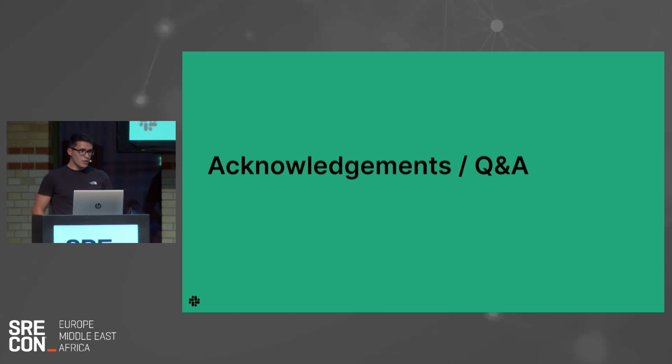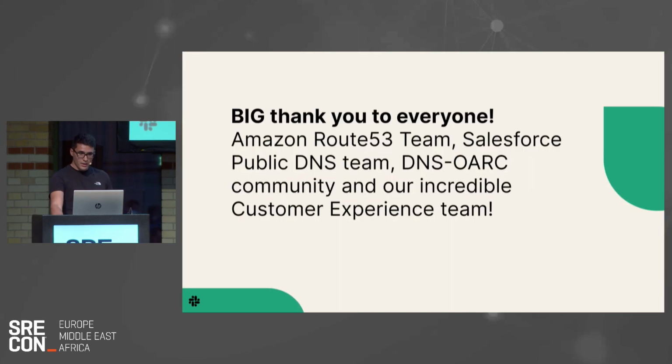Before we jump into Q&A, I want to do some acknowledgements. I would like to thank the Route53 team. Their collaboration with the fix was really good. The Salesforce Public DNS team was very kind, and their support and DNS expertise really helped us during the incident. Essentially, all the DNS community was really helpful during this, so I would like to thank them.